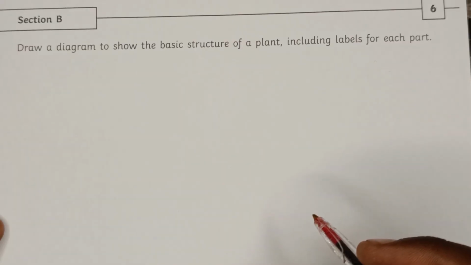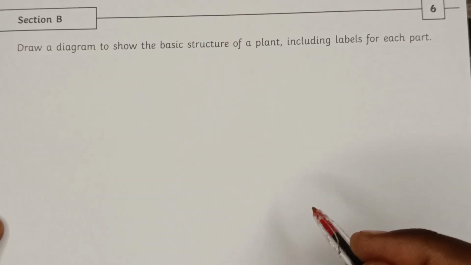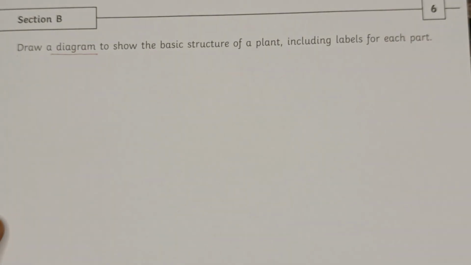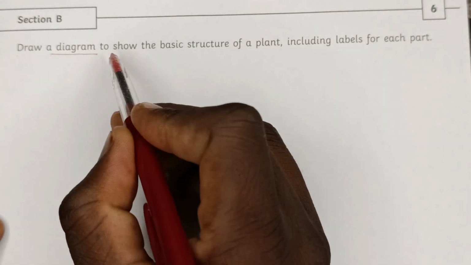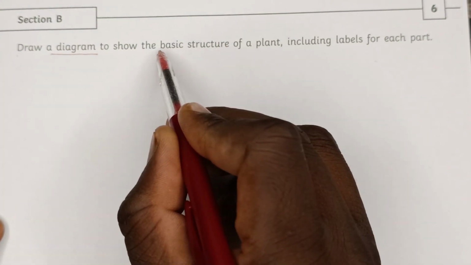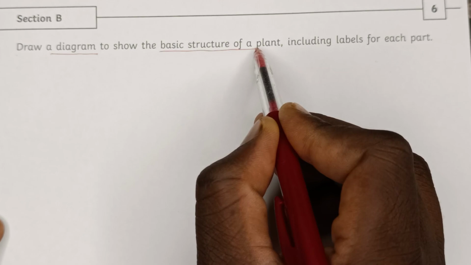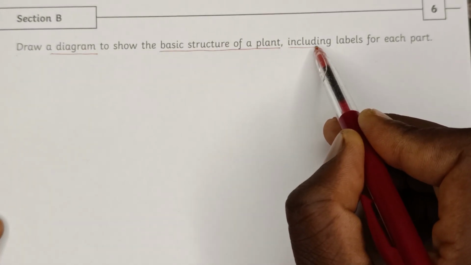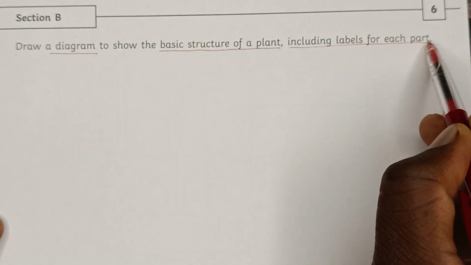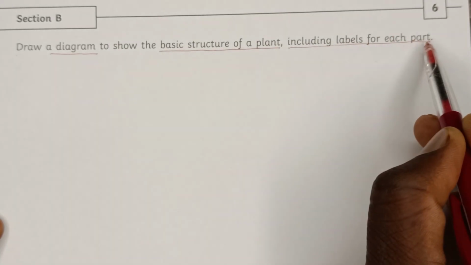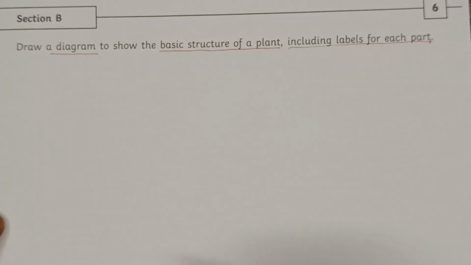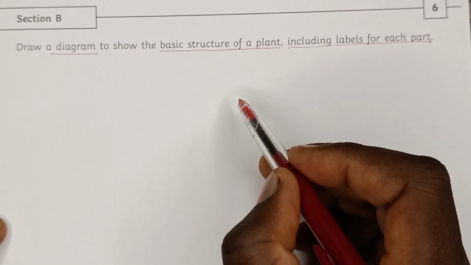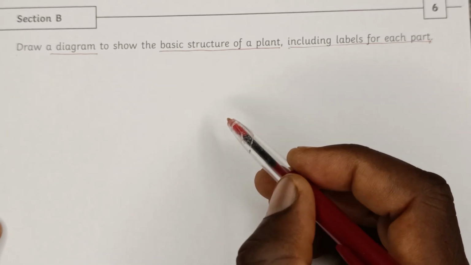So we come to section B. Section B says, draw a diagram to show the basic structure of a plant, including labels. So it means this structure should be labeled, and we should label the parts of that structure. Okay, let's try and draw a structure of a plant.